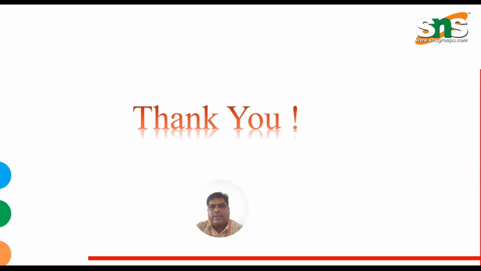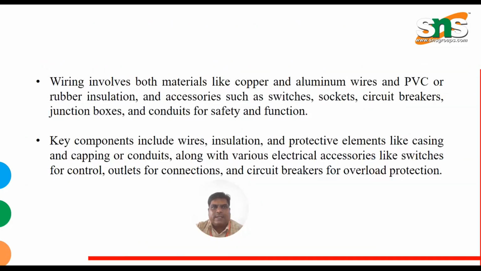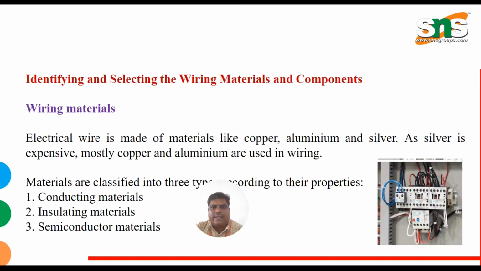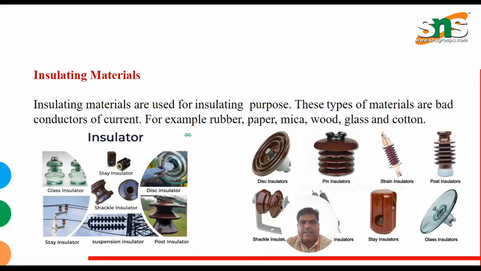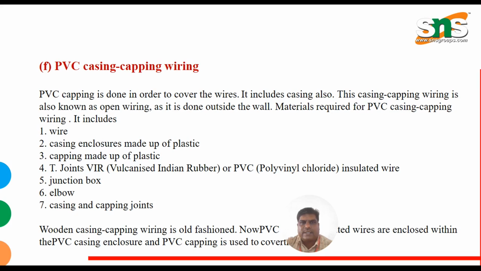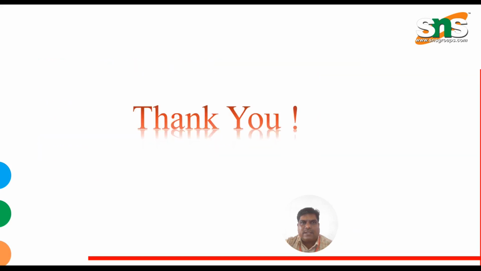So in this YouTube video I discussed the various materials which are used for any building connections. The main categories are conducting material, insulating material, semiconductor material. We also saw the various types of insulating materials and conducting materials, the various types of switches were also discussed, and the importance of casing capping wiring was also discussed.